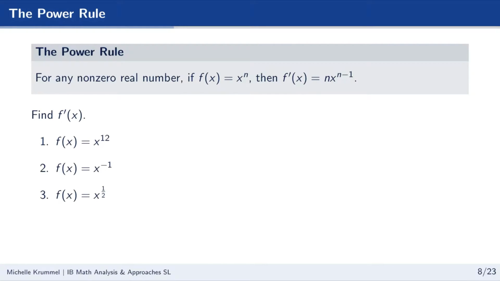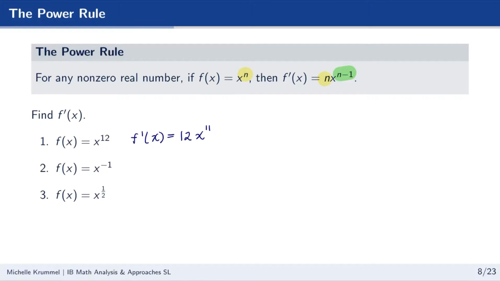So here's our power rule. For any non-zero real number n, if f of x equals x to the power n, then f prime of x equals n times x to the power n minus 1. Okay, so we see exactly the same pattern that we just looked at. The original exponent becomes the coefficient in the derivative, and then the new exponent is just 1 less than the original exponent. So if f of x equals x to the power 12, f prime of x equals 12x to the power 11.